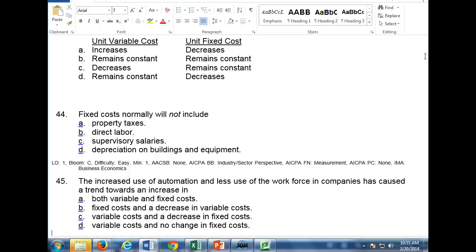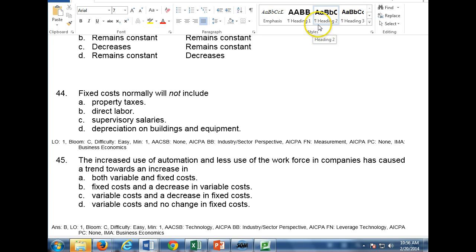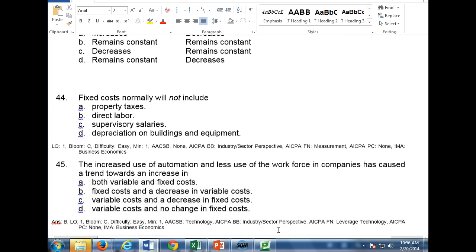Fixed costs and a decrease in variable cost. Wouldn't that be the answer? That's what I think the answer would be. So let's move on towards some problems, okay?